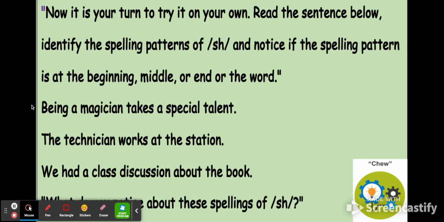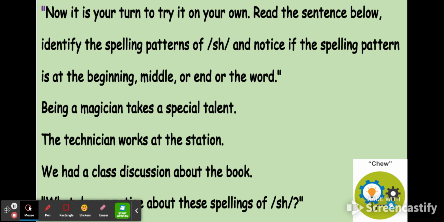Now it is your turn to try it on your own. Read the sentence below. Identify the spelling patterns of sh and notice if the spelling pattern is at the beginning, middle, or end of the word. Being a magician takes a special talent. The technician works at the station. We had a class discussion about the book.